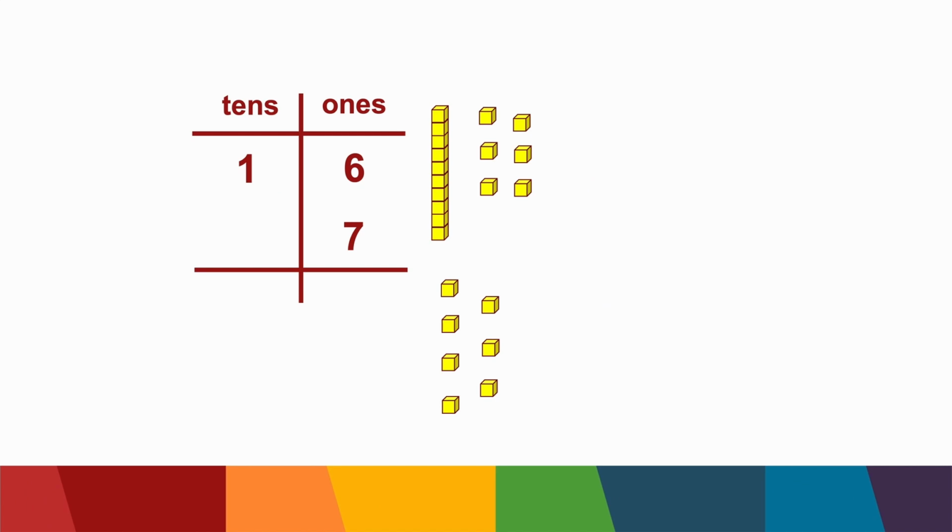16 plus 7 equals, we start in the ones column, 6 plus 7 equals 13. You give the 1 ten to the tens column. You carry the 3 down. 1 plus 1 is 2. 16 plus 7 is 23.